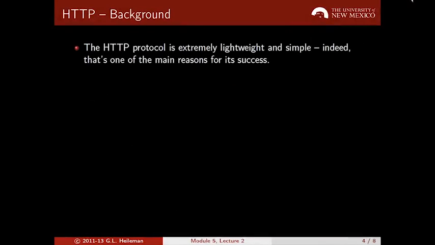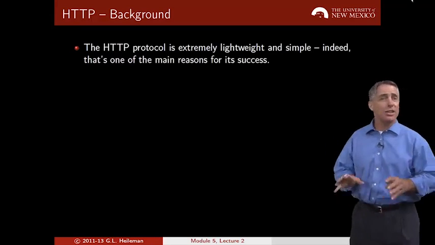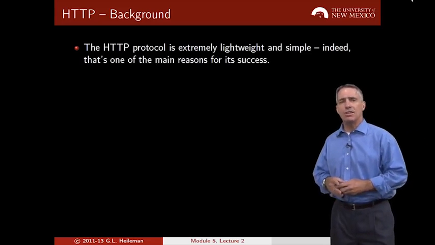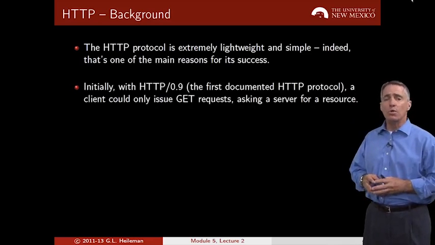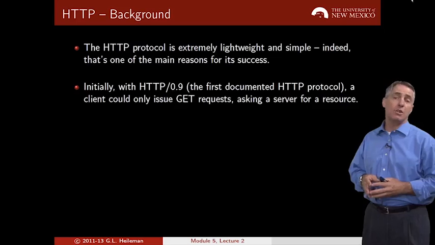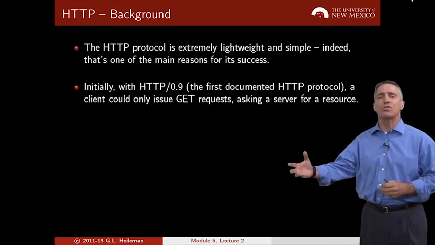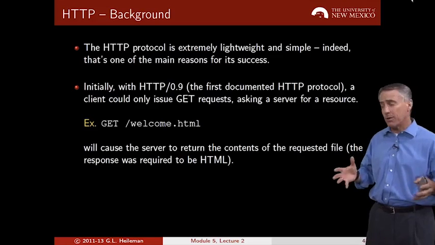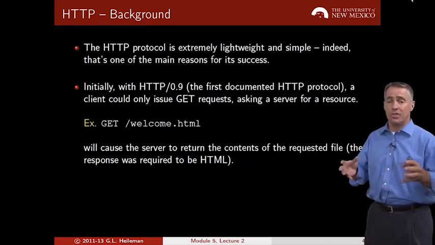Now let's talk about a little background on HTTP. It's an extremely lightweight and simple protocol, and that's probably the reason that it's been so successful. Simple things tend to survive in technology. And so initially with HTTP 0.9, and this was the first HTTP protocol, you could only issue GET requests. In other words, you could just ask for static resources that were on the server, and the server would return them. And the only thing that could be returned with version 0.9 of HTTP was just HTML.